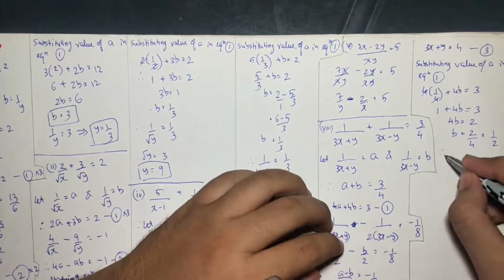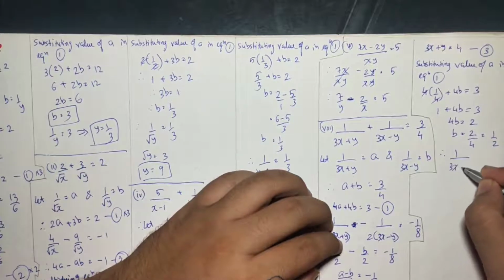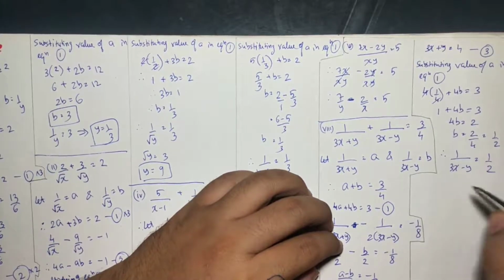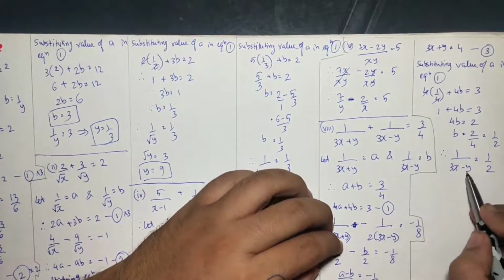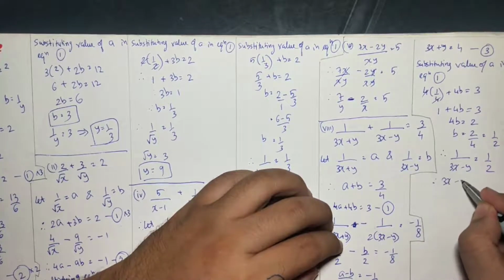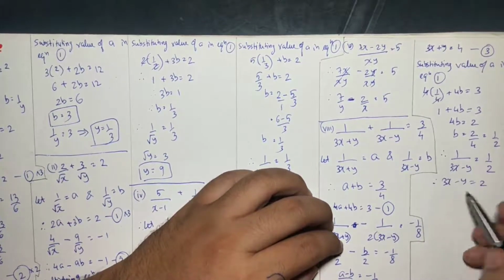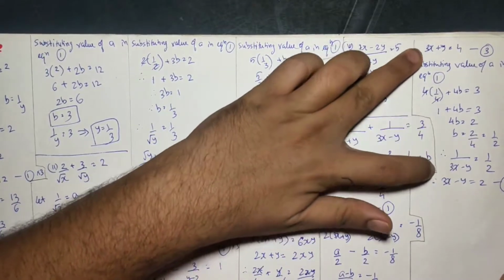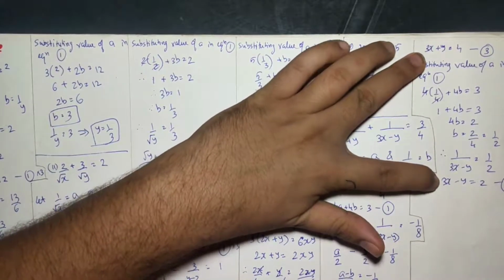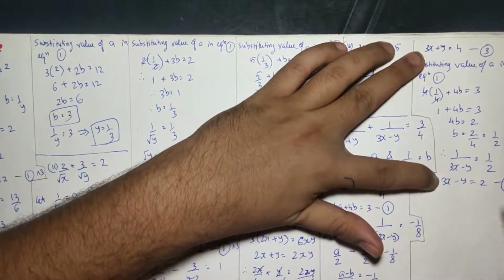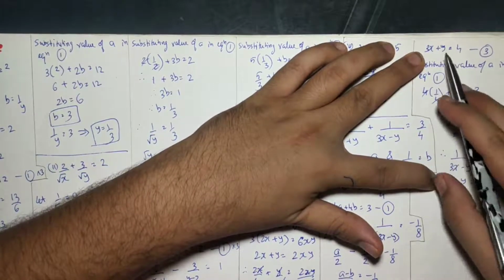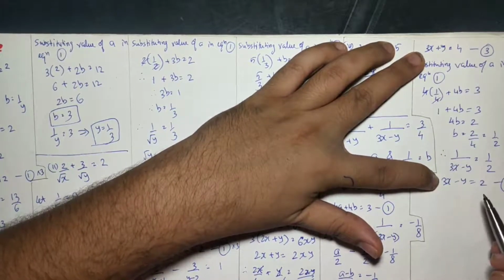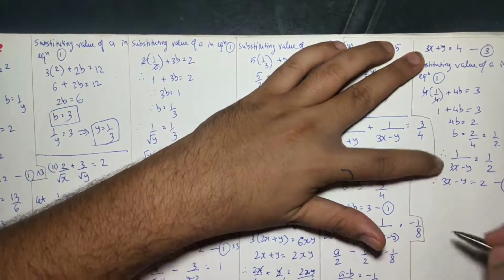What is b? 1 upon 3x minus y is my b. Here it is written. Taking reciprocal, so 3x minus y equals to 2. This we got the fourth equation. Now see third and fourth equation. They both have same variables. Again visualize that y is having the coefficient same and the sign is also different.